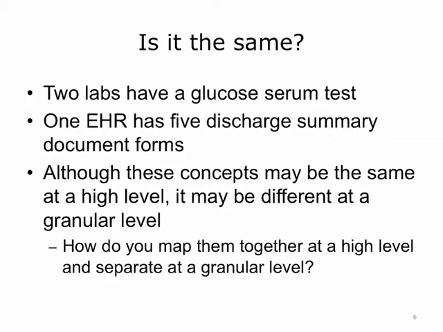For example, two labs will both have glucose serum tests, but they will have differences because they use different equipment and have different reference ranges and other different characteristics. One EHR could have 5 different discharge summary document forms because maybe they were just created at different times or represent the discharge summary for different departments. At a high level, they are still all discharge summaries. How do you map the concepts together at a high level and still keep them separate at a granular level? This is the kind of thing that a terminology management system can provide for you.